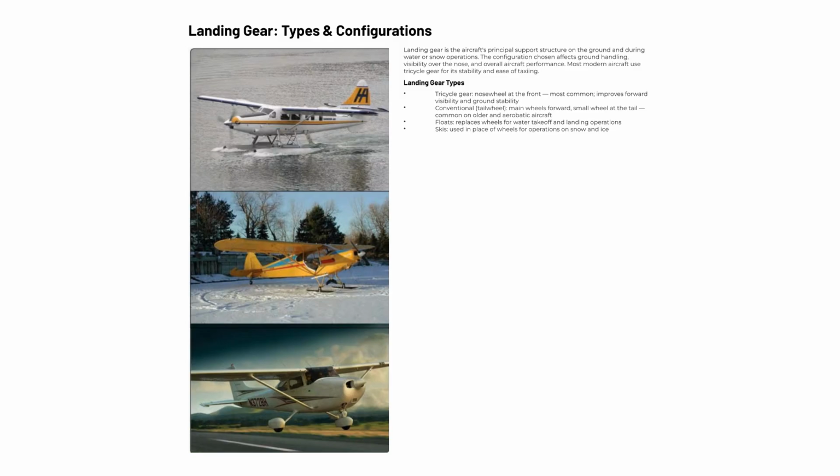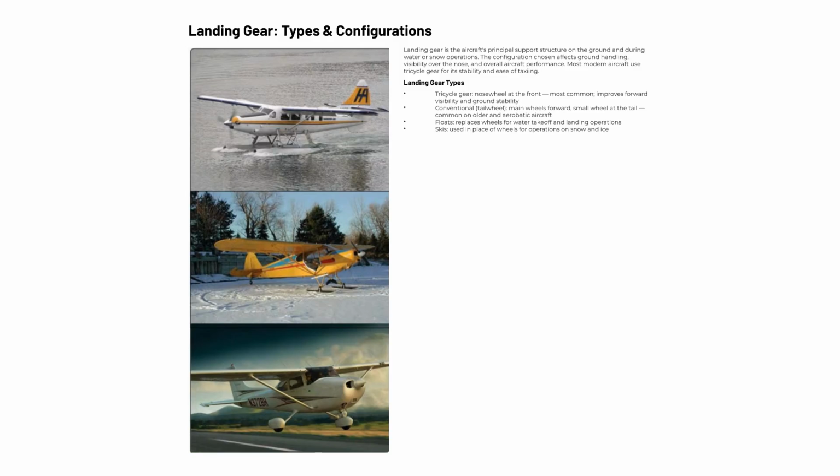Conventional gear, often called tailwheel or tail dragger, reverses that layout by positioning the main wheels forward and a small wheel at the tail. This configuration is lighter and more efficient in certain applications, but it requires greater pilot skill to manage on the ground due to its tendency toward ground looping. You'll find it commonly on older designs and aerobatic aircraft.